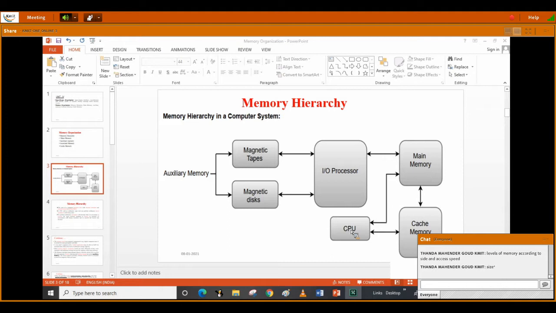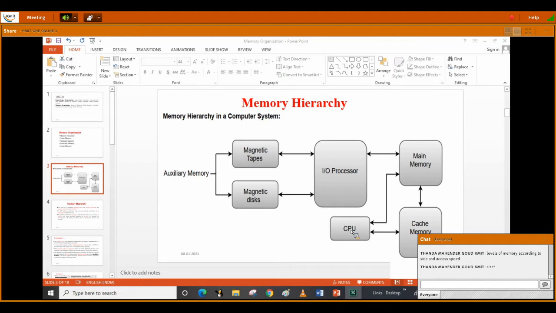Secondary memory is mainly useful in order to store the data permanently in the computer. What is auxiliary memory here? Auxiliary memory is permanently stored in the computer. So that means the auxiliary unit or secondary memory is useful for backup purposes. To store the data permanently in the computer, we use auxiliary memory or secondary memory.